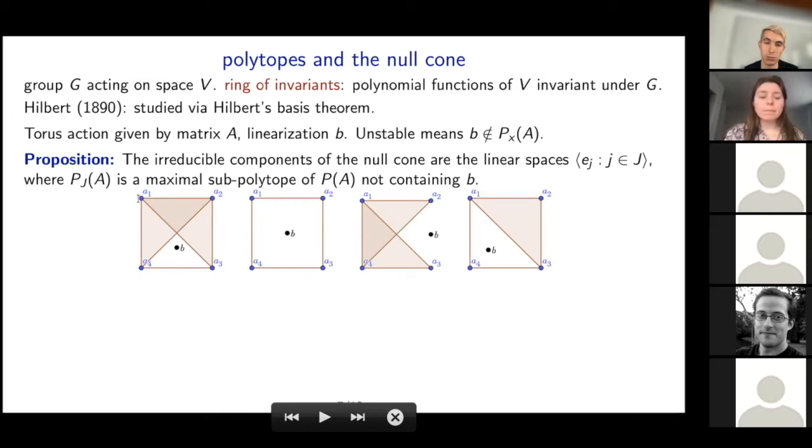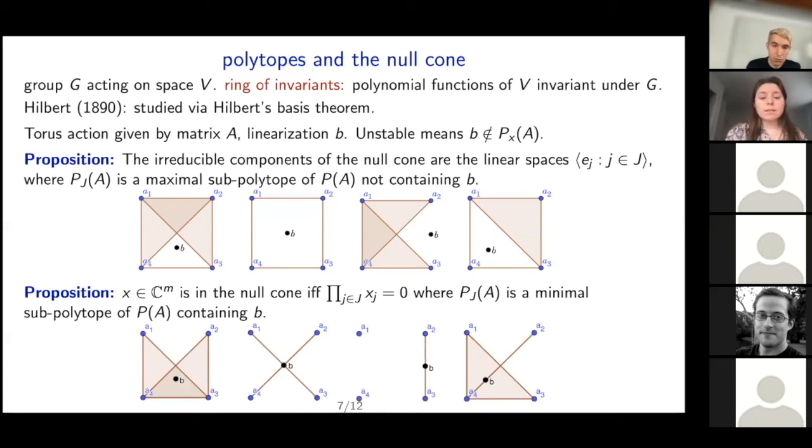Okay, so here's the picture that I showed early on. Here we have the same matrix A and different choices of linearization vector B. And we can see as B moves around what the irreducible components of the null cone look like. So to take this example, the irreducible components are the linear spaces on index sets 1, 2, 4. So that's this maximal subpolytope, 1, 2, 3. That's this one, and then 3, 4 is that one. So our polytope picture also tells us finer information about the null cone, tells us what the irreducible components look like.